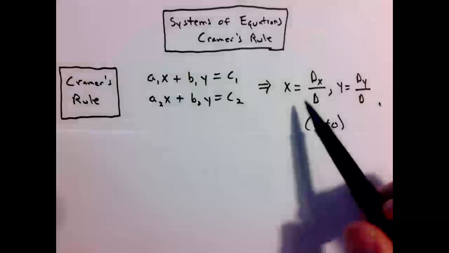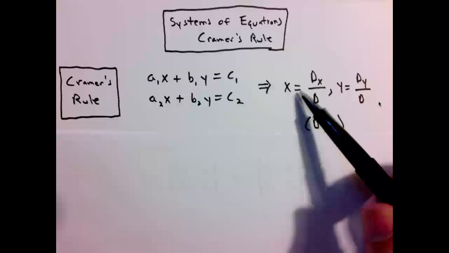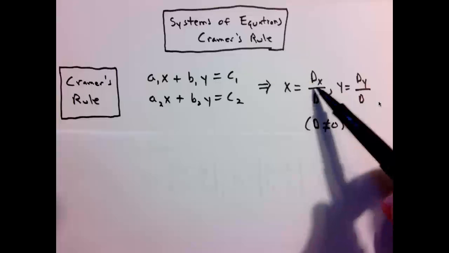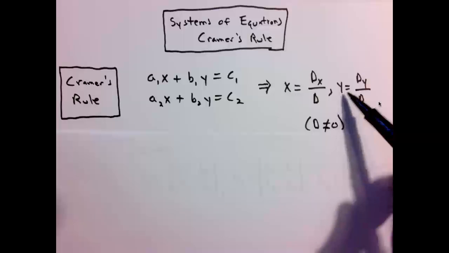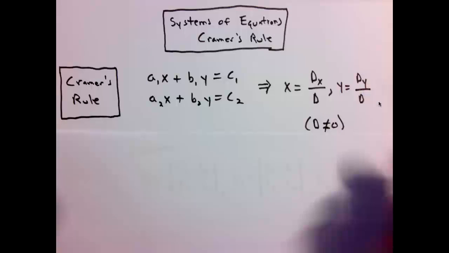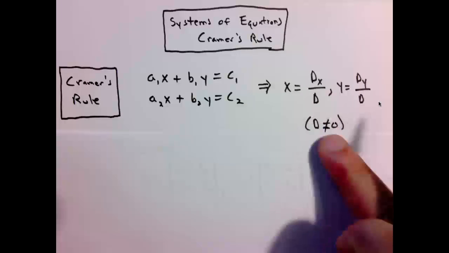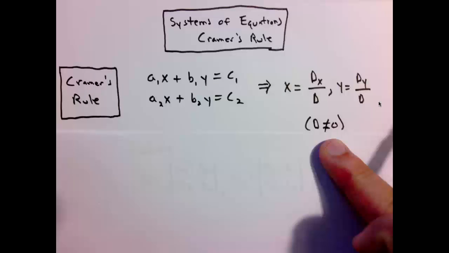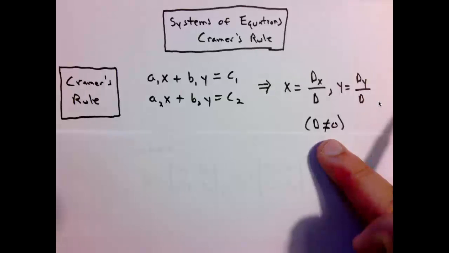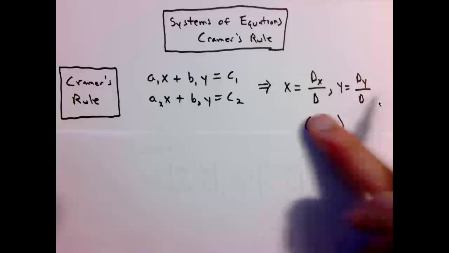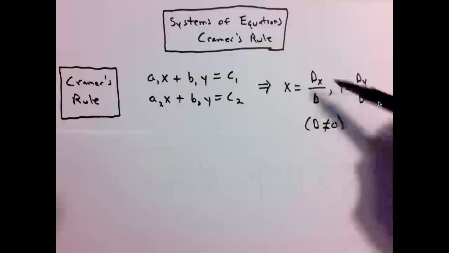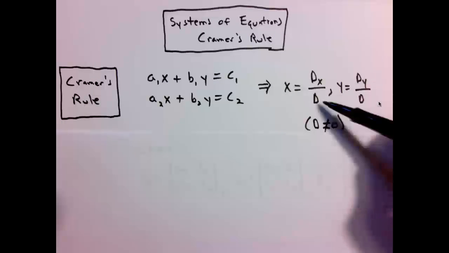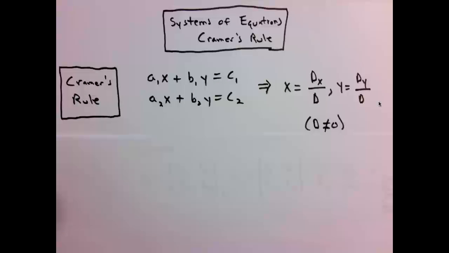The solution will be given by x is going to be d sub x divided by d, and y is going to be d sub y divided by d, and this d down here, this is a disclaimer you will see in many math procedures. You cannot divide by 0, so this determinant d can't be 0. What is this d sub x and d sub y and d? Well, they are our determinants from the previous section.